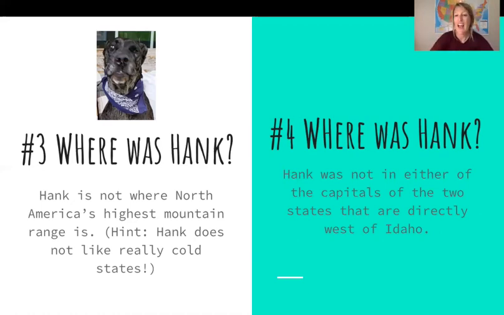Number 4. Hank was not in either of the capitals of the 2 states that are directly west of Idaho. So we got to think back to our compass rose, remember? It helps me to draw a compass rose. So I'm going to draw a little compass rose at the bottom of my paper to help me remember what that looks like. So north, east, south, west. So I did that, so that'll help me. So the states that were directly west of Idaho, he was not in those 2 states.